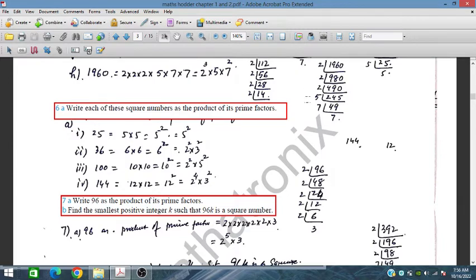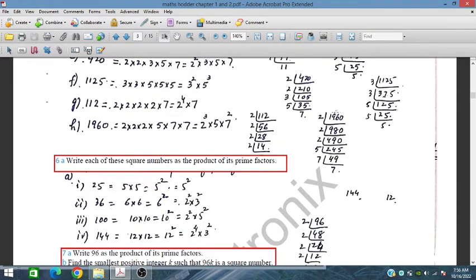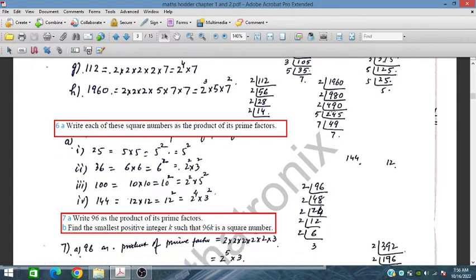Okay, here we have done some rough work. So always start from the very lowest number and then increase if it doesn't divide. So similarly here, this cannot be further divided, 3 cannot divide this, 4 cannot, so we start with 5 and similarly the next numbers. So write each of these square numbers as a product of its prime factors.